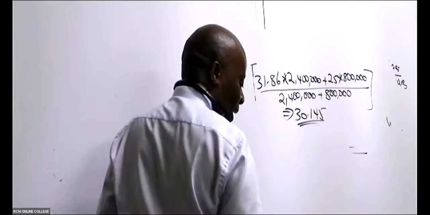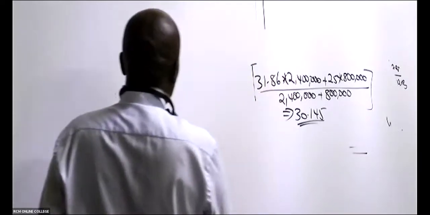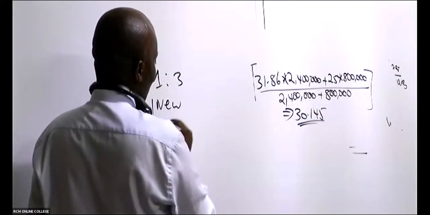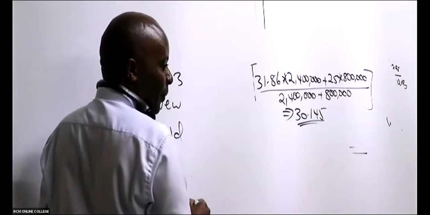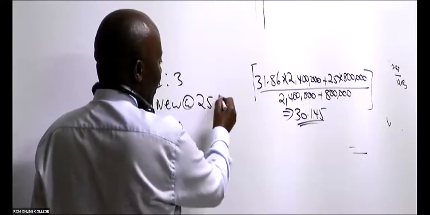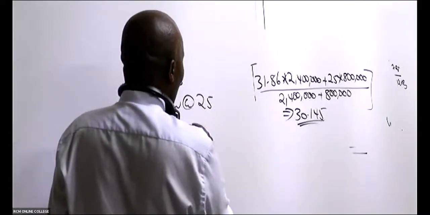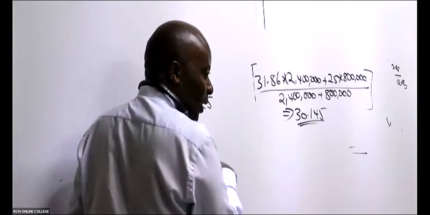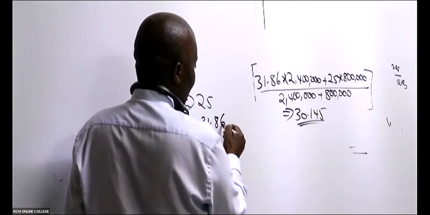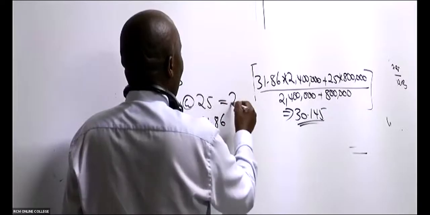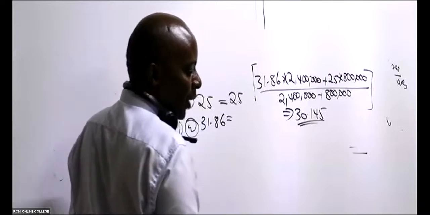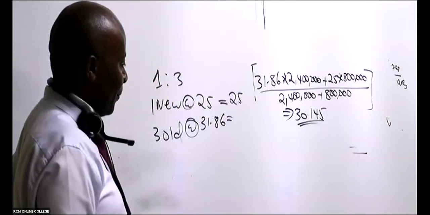In this case, the better style is to remember the rights ratio. Remember, our rights ratio is 1 is to what? So 1 new for every 3 old. So 1 new, this is the rights share, which is going for 25. These 3 old are at a price of 30, but because of the CAM, it became 31.86. So could you kindly multiply? 1 times 25 gives me 25. How about 3 times 31.86?